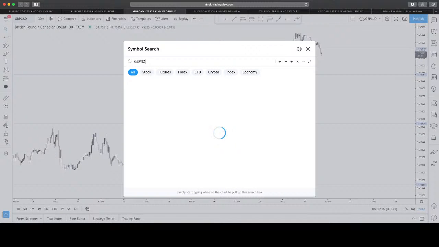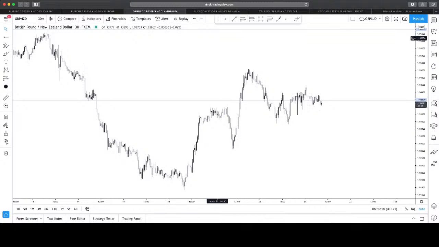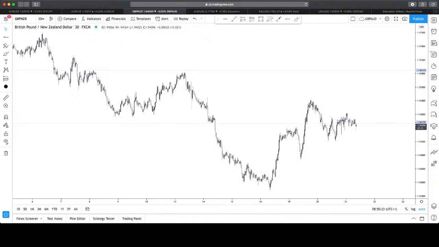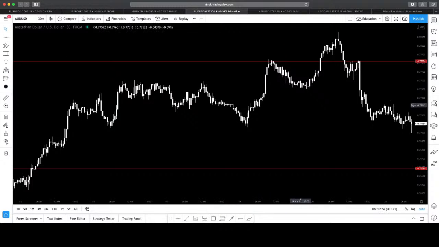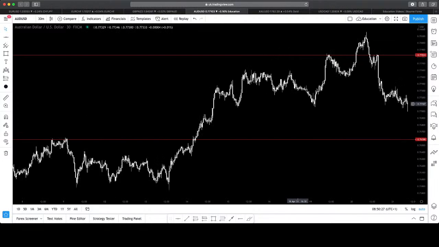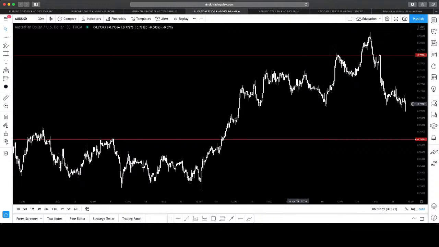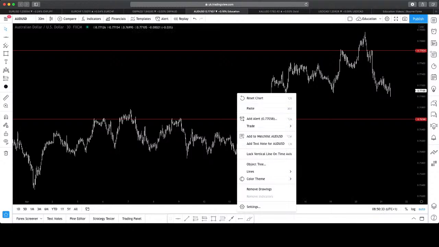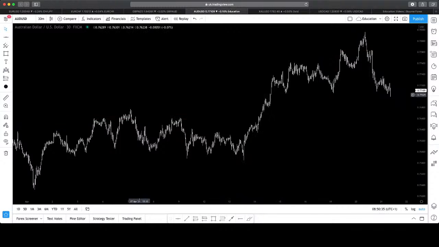Just want to go back to Pound New Zealand because that is where I am looking for an entry this morning with that break around 194. Aussie dollar, I just want to have a quick look through. Someone spoke to me about it this morning. I was looking at it last night. Just want to go back.